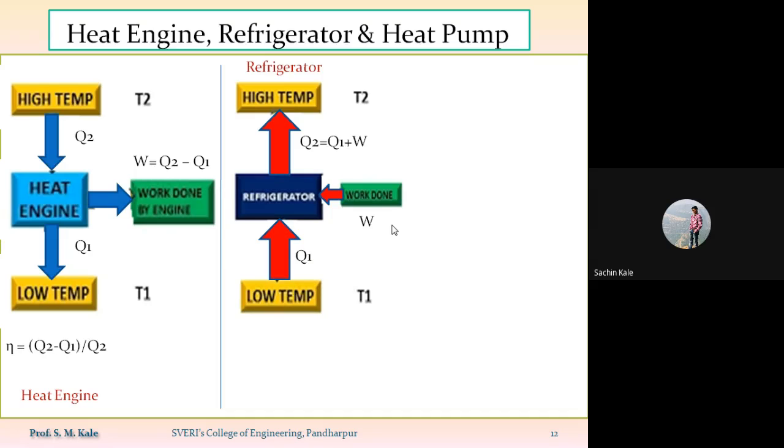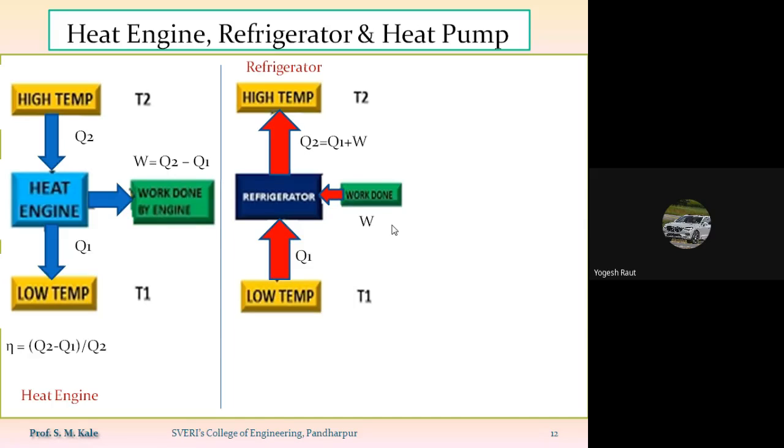Now, if I want to calculate the COP of a refrigerator, how can I calculate it? As we know, COP is a ratio of what we get to what we pay, that means output to input. So here, what is the output and what is the input? What is the desired output in case of a refrigerator?